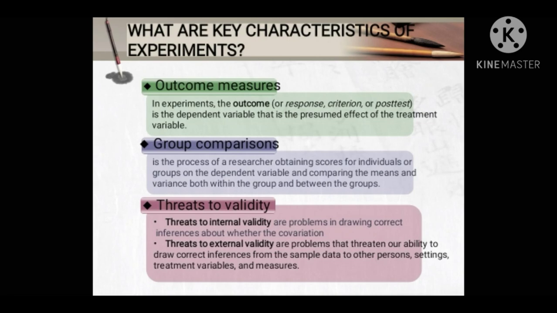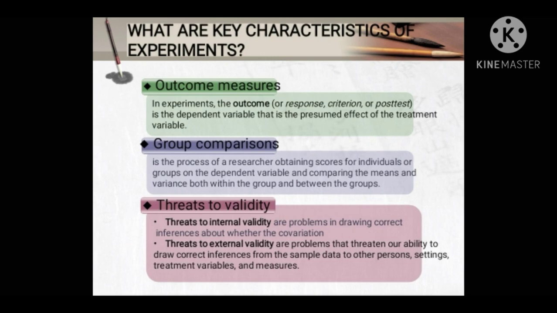Threats to internal validity are problems in drawing correct inferences about whether the variation in one variable contributes to the variation in another variable. In other words, the relationship between the presumed treatment variable and the outcome reflects a causal relationship.